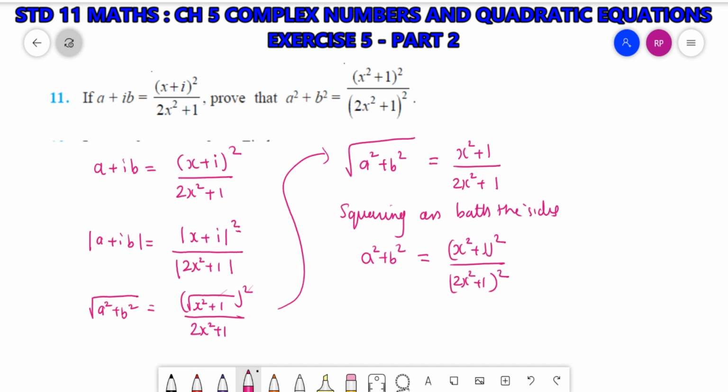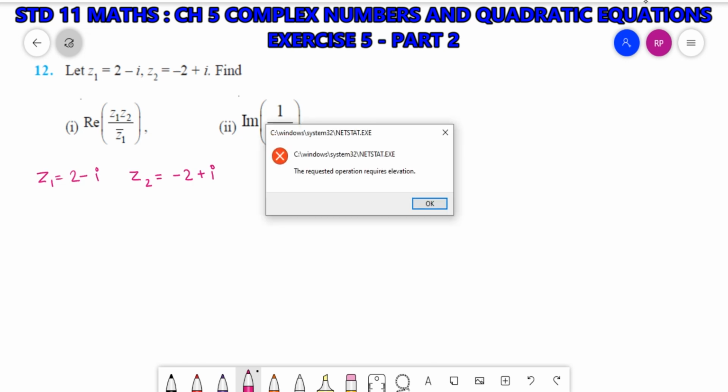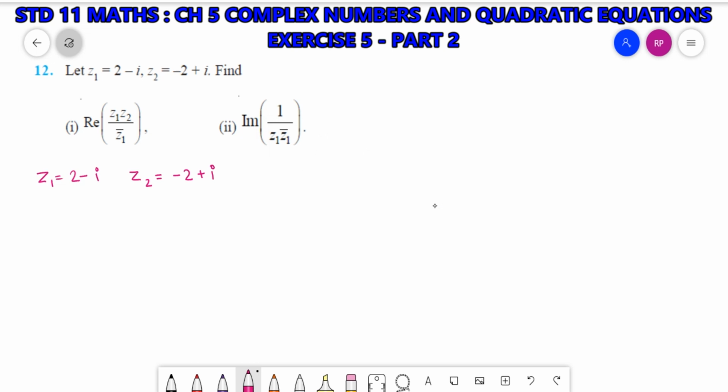Now let's move to the next question. Question number 12. Z1 is given to be 2 minus i and Z2 is given to be minus 2 plus i. So now there are two sub questions. First, you need to find out the real part of Z1 Z2 upon Z1 bar. And second, you need to find out the imaginary part of 1 upon Z1 into Z1 bar.